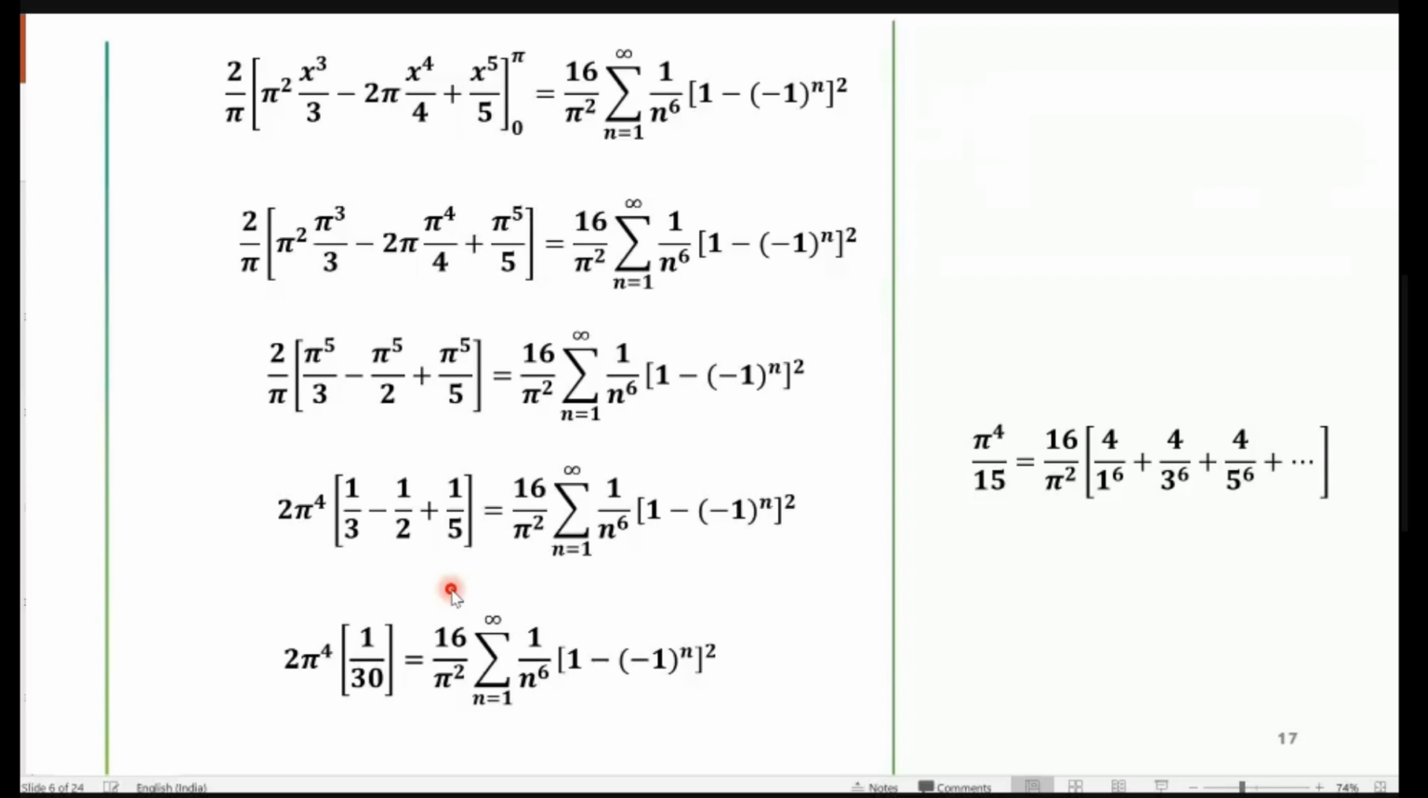Yes, the value of the integration is pi raised to 5 by 30. 2 upon pi is outside. So we will get pi raised to 4 by 15. Then give the values of n now.